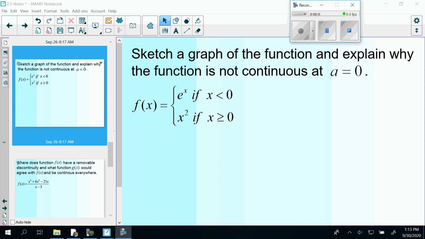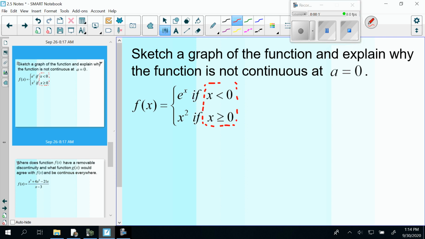This next one is a piecewise function. They want us to sketch a graph of this function, explain why the function is not continuous at the a value of 0. And the reason they're picking 0 is, as you can see, our conditions here, that's where our piecewise function is switching. So let's get a graph here.